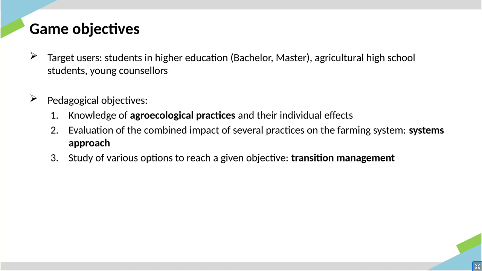So for the pedagogical objectives of the game, we defined three main objectives. The first objective is to provide knowledge of agroecological practices and their individual effects to students. The second objective is to help students evaluate the combined impacts of several practices on the farming system, so more of a systems approach. What happens if I change my grass management and my feed management and my crop fertilization and so on? And third, the idea is also to be able to study various options to reach a given objective, so try to find the best or the optimal path to reach a goal. And this has more to do with transition management and how to manage a transition over several years.